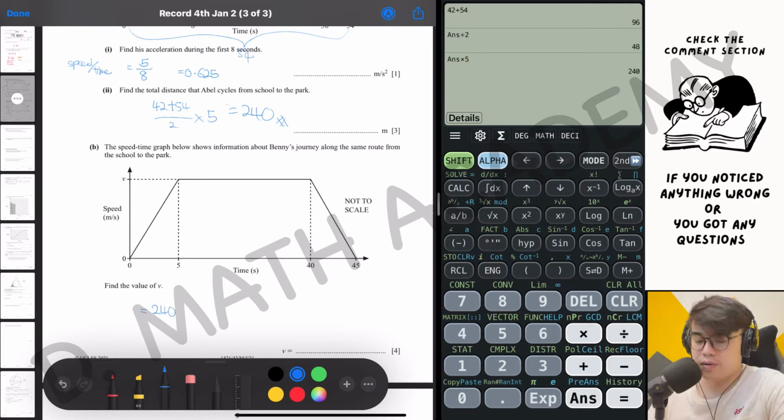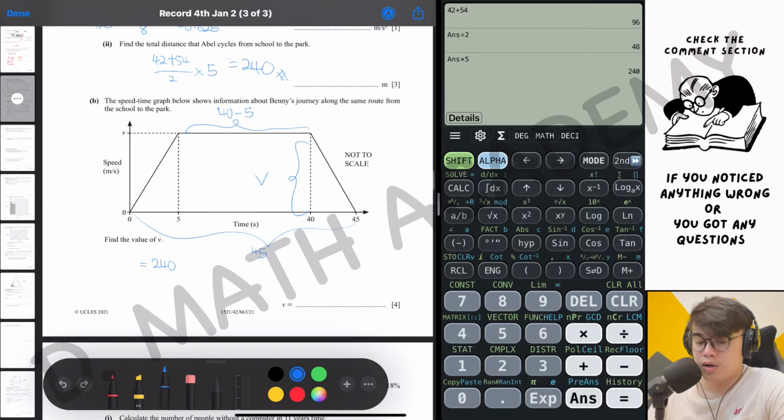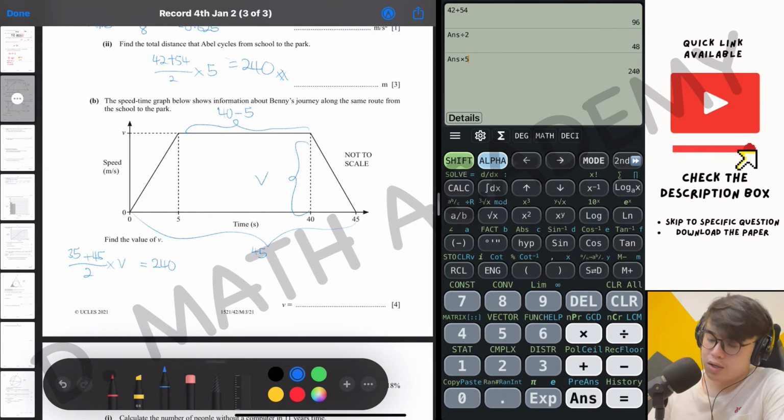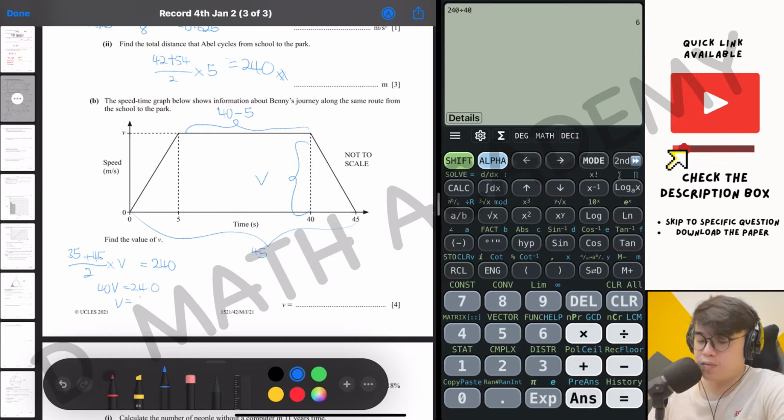As for this area, as you can see, the bottom is just 45. The top here is 40 minus 5, and the height is basically v. So we have 35 plus 45 divided by 2 and multiplied with v. So 35 plus 45 divided by 2, you get 40. So 40v equals to 240. v will be 240 divided by 40, that will be 6. That's how you find v's value here.